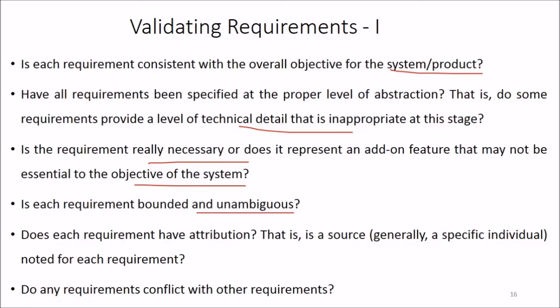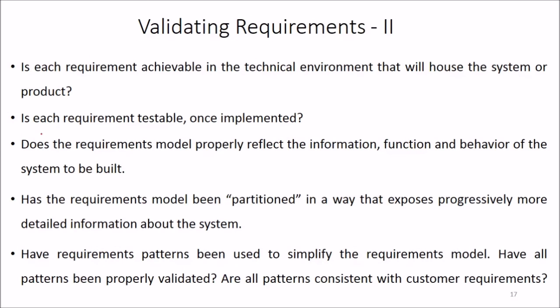This is also important. These are the validating requirements, but we still have some more. Is each requirement achievable in the technical environment that will house the system or product? Is each requirement testable once implemented? Does the requirement model properly reflect the information, process, function and behavior of the system to be built? Has the requirement model been partitioned in such a way that it exposes progressively more detailed information about the system? Have requirement patterns been used to simplify the requirements model? Have all patterns been properly validated? Are all patterns consistent with the customer requirements?